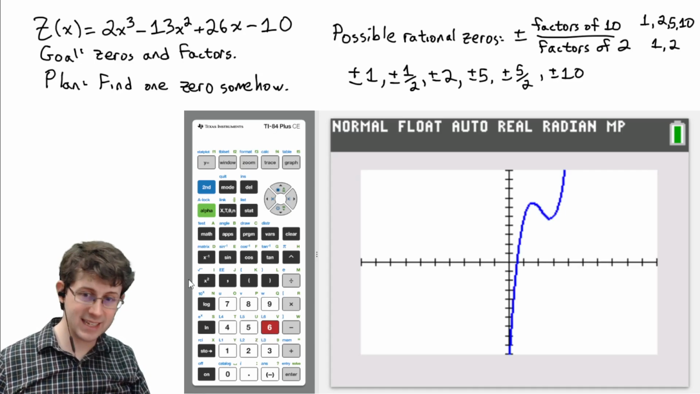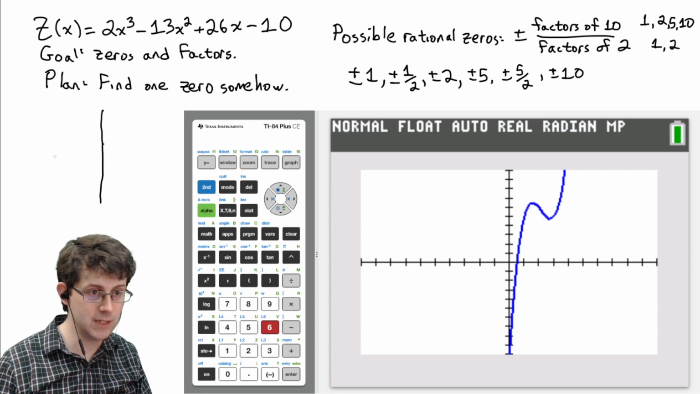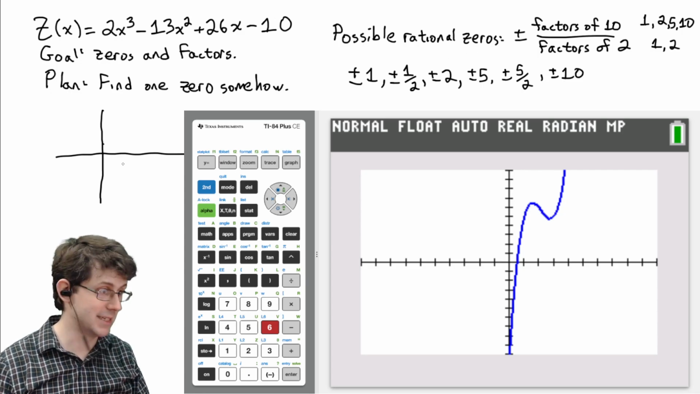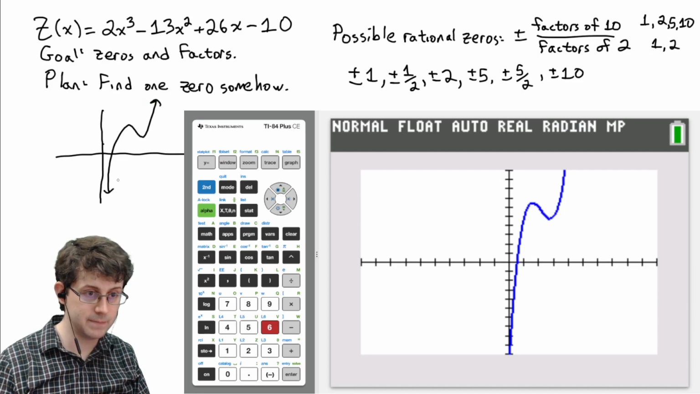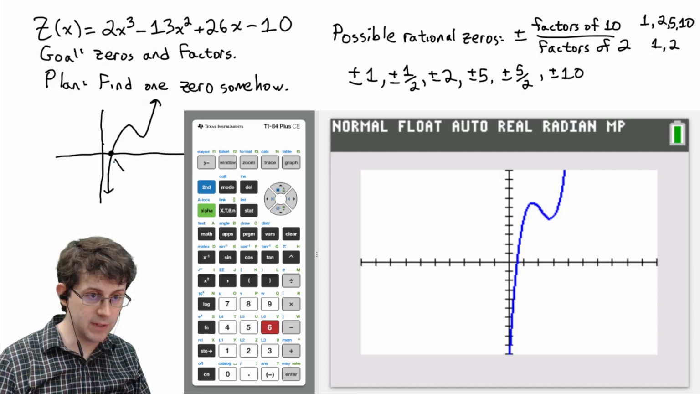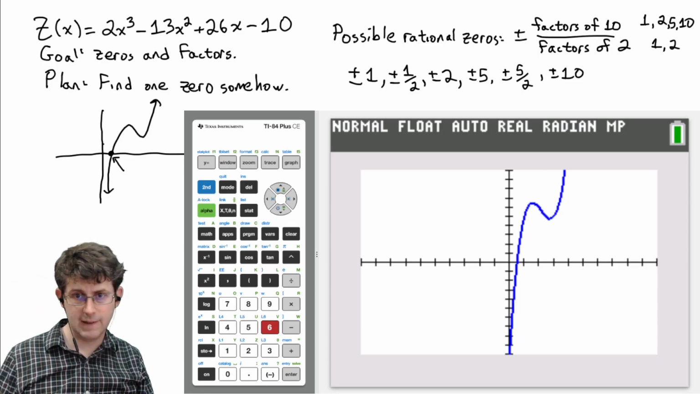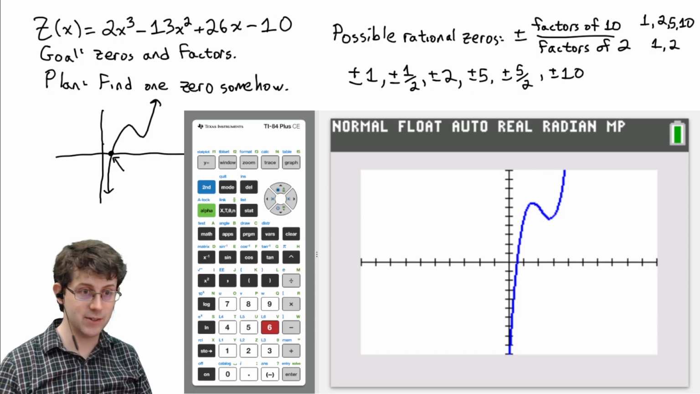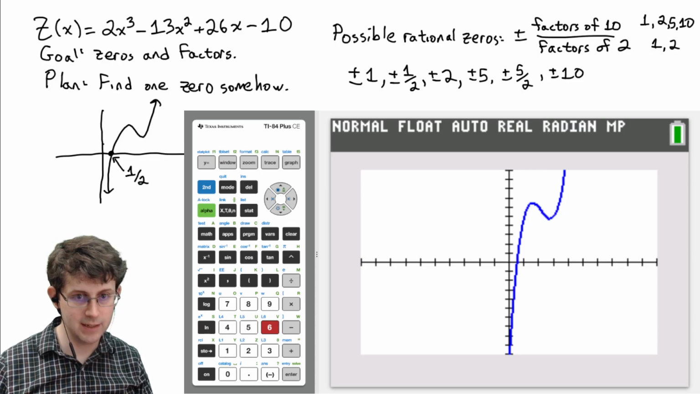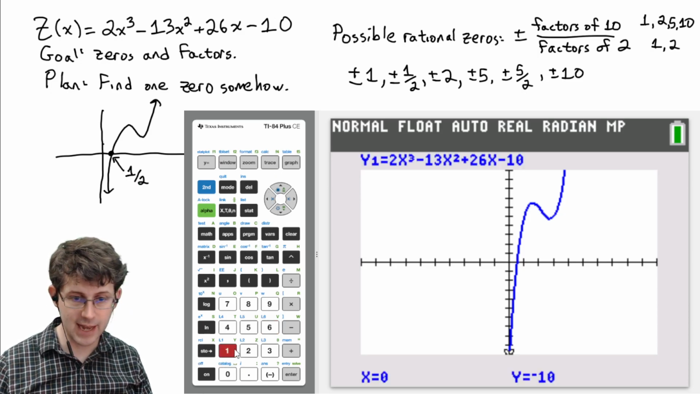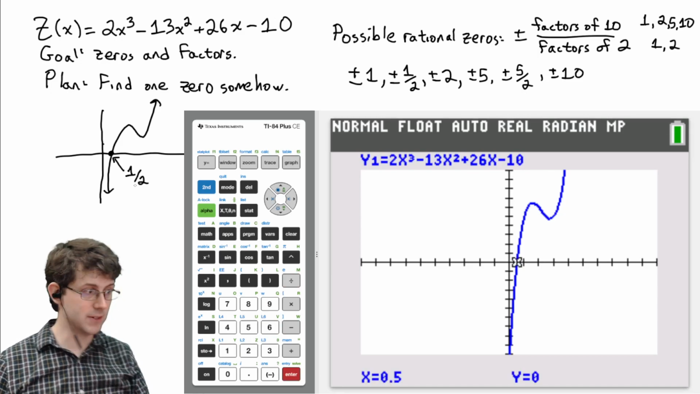Okay, it doesn't look like I am as lucky as last time. Last time I could see all 3 zeros, and they all turned out to be in my list. This time I can't even see all 3 zeros. This one, though, hopefully is in my list. It looks like it's between 0 and 1. Only one of the numbers in my list is between 0 and 1, so it better be a half. Let's see if it works. I will hit trace and plug in a half. Yep, a half worked. So I got one of my zeros. It's x equals a half.